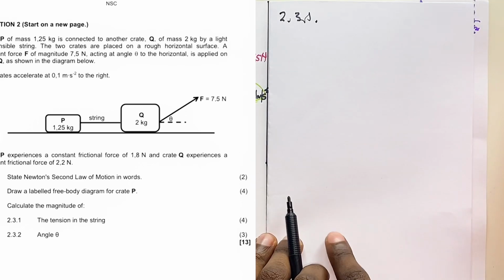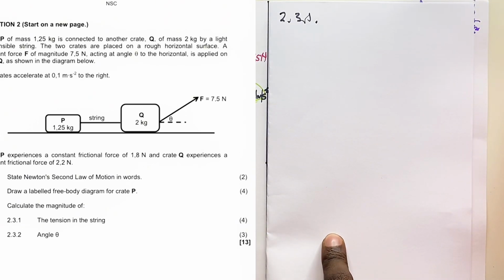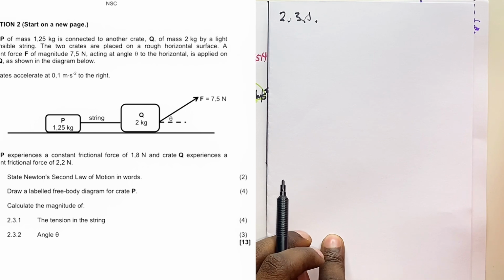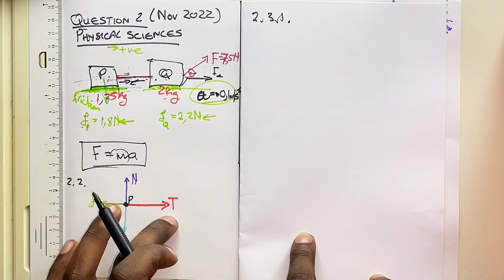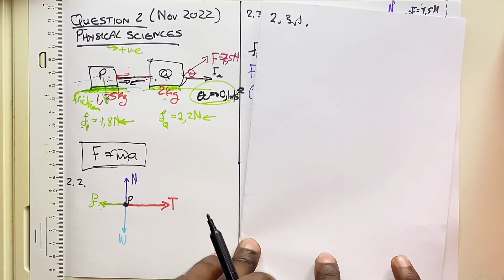Now 2.2.31 says calculate the tension in the string. Since we have gone all the way to find the free body diagram of P, let's use that for P. We know that in the x-axis our tension is acting, and we are looking for our tension. We also have the friction, so we are using all the forces acting in the x-axis to calculate our tension.